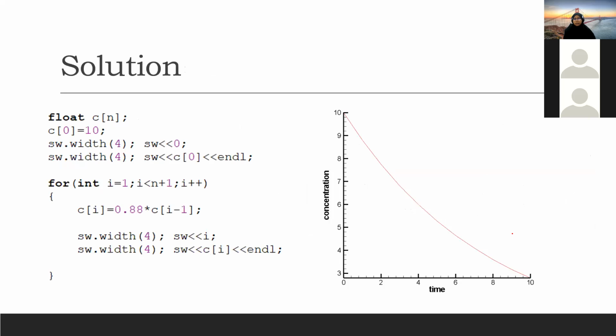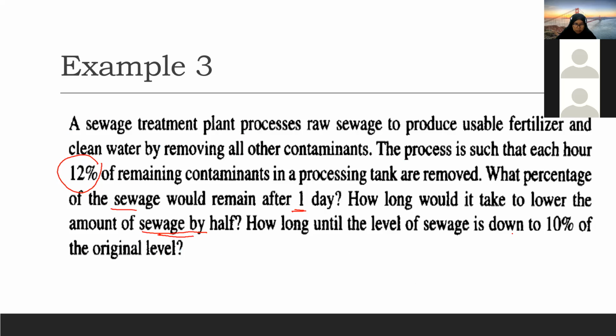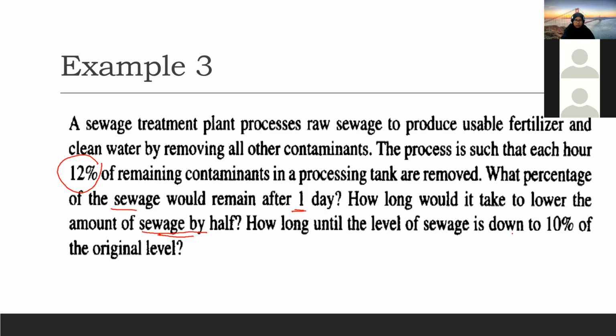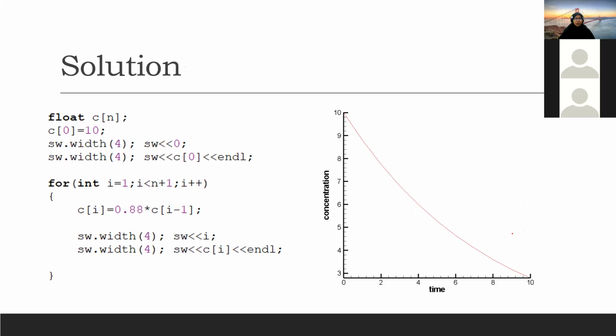Okay, now if we take this one and then plot this one. Okay, let's say the C, this is just my assumption. Let's say we start with concentration. C is the concentration. C is initially at 10 concentration.